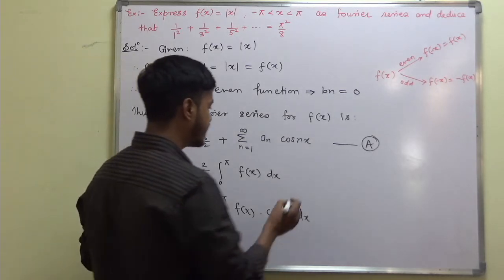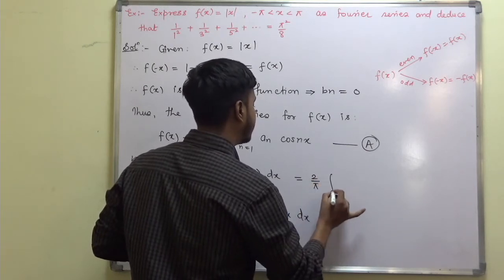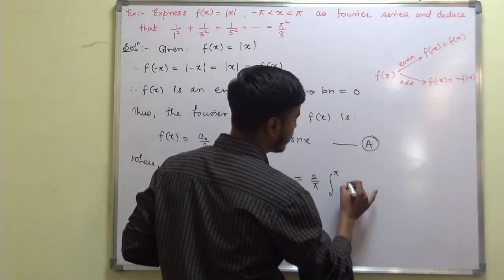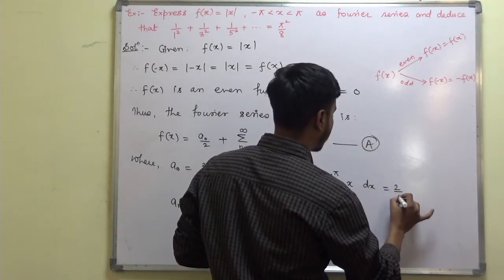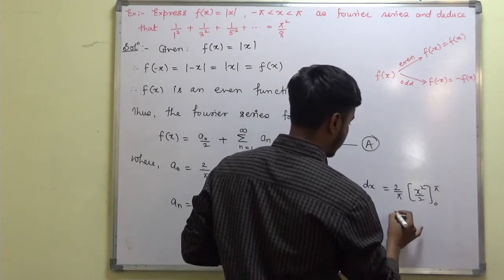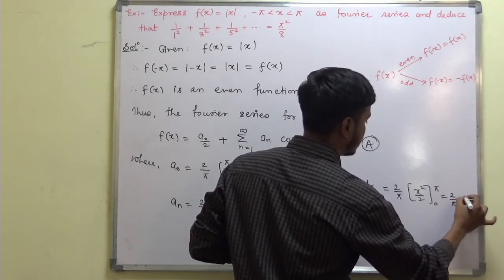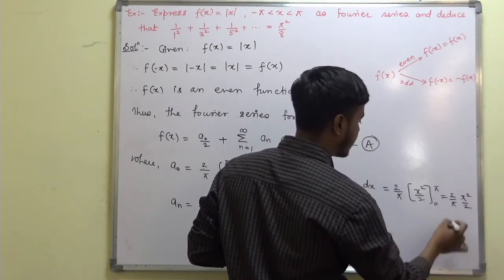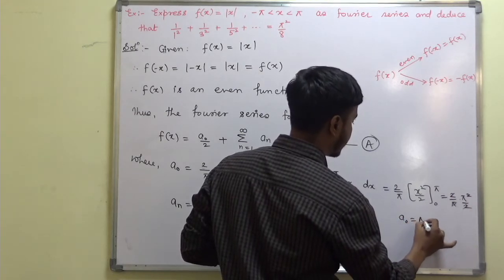I am finding a0 over here. So this is 2 by pi, integration in the interval 0 to pi, where f of x is mod x, which is x, dx. So this is 2 by pi into x square by 2 from 0 to pi. So I get 2 by pi into pi square by 2, the rest of the element being 0. So this gets cancelled, and we have a0 as pi.